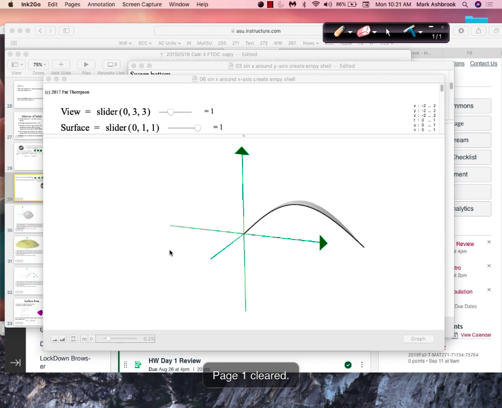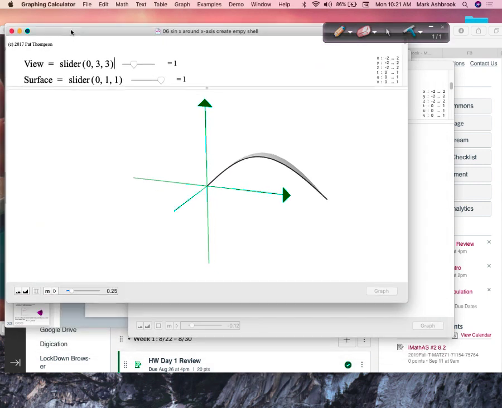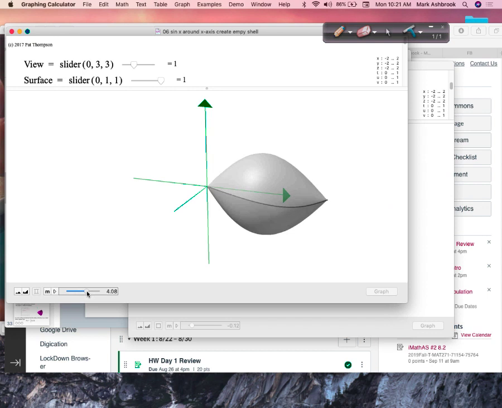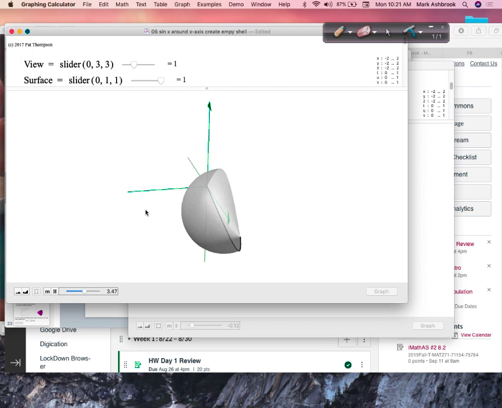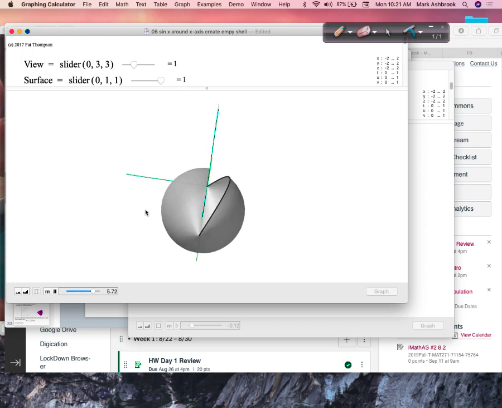So here we're going to do the function sine x. I showed you this before, from 0 to pi. That's sine x from 0 to pi. I'm going to revolve this around the x-axis to create an empty shell. So I'm revolving it around the x-axis to create an empty shell.